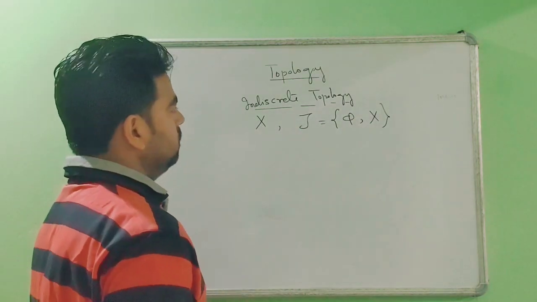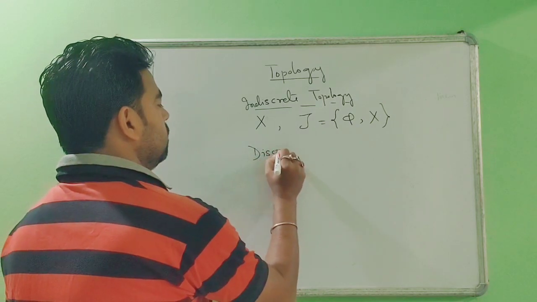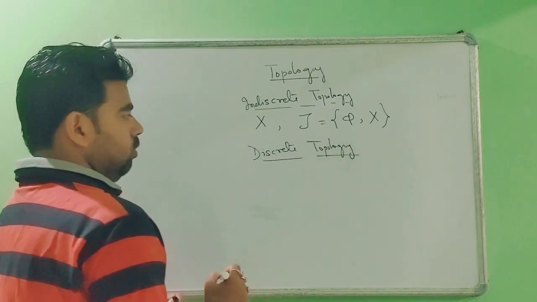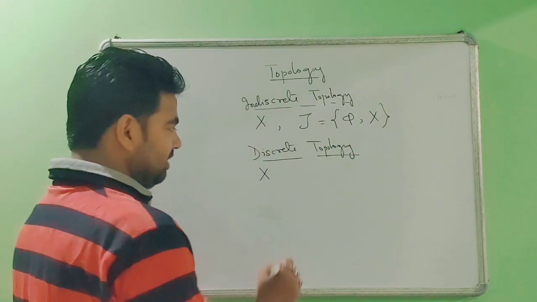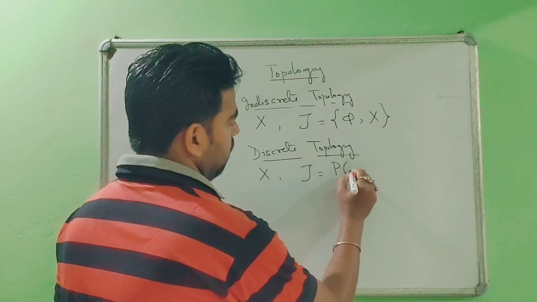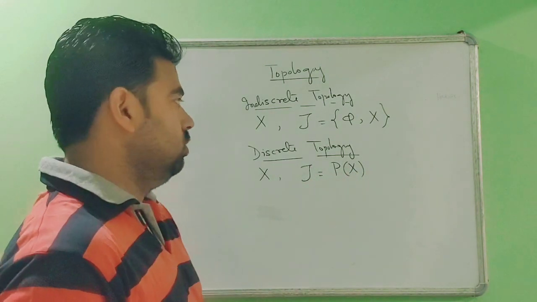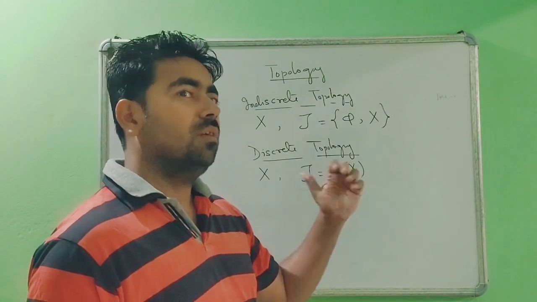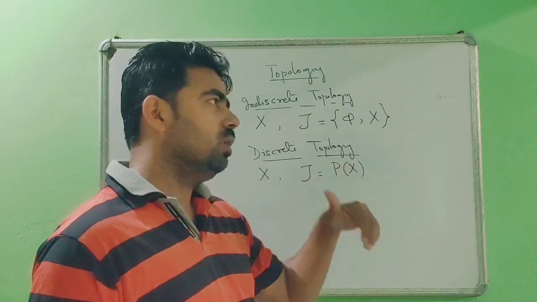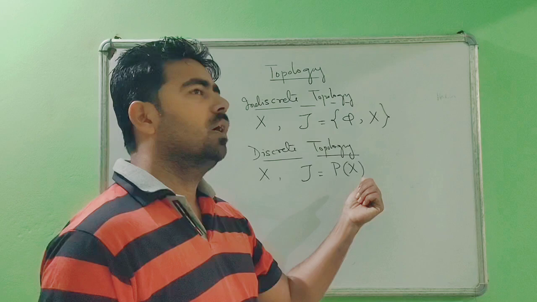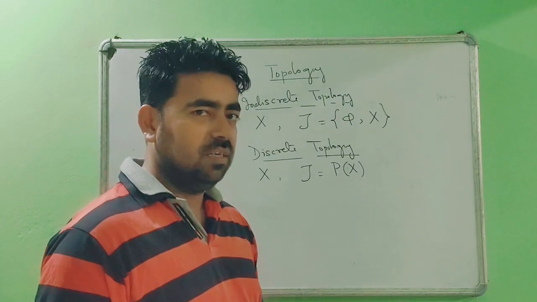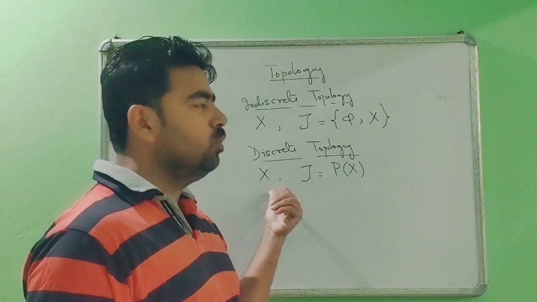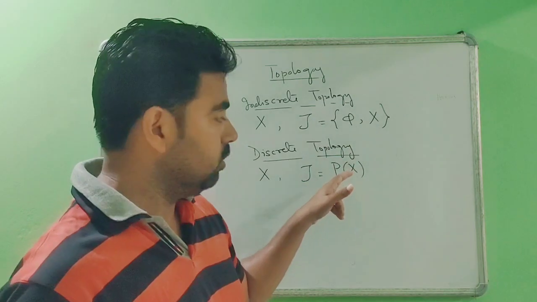This is the indiscrete topology, and another is discrete topology. What is discrete topology? For any set X, the discrete topology tau is nothing but the power set of X. You know the power set of X is the collection of all the subsets of X. So if you consider all the subsets of X, then that particular collection also becomes a topology because phi is there, X is there. If you take an arbitrary union of any collection, it is again a subset of X, which by definition of power set belongs to the power set.